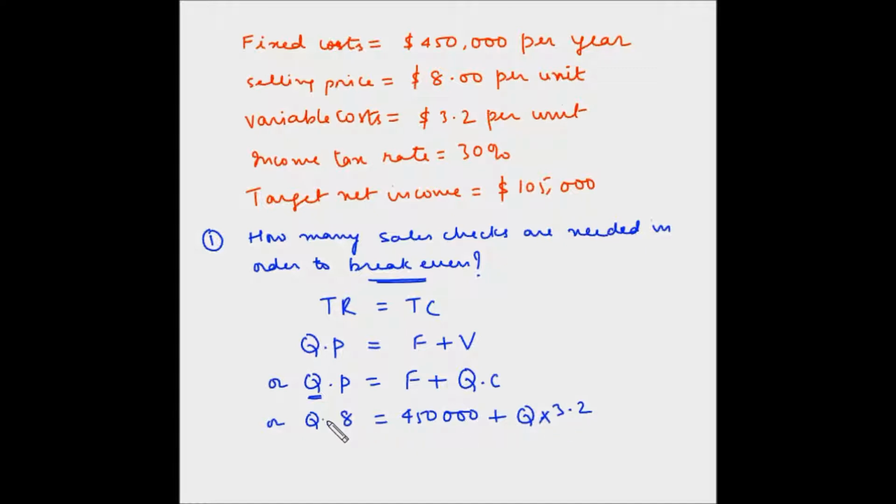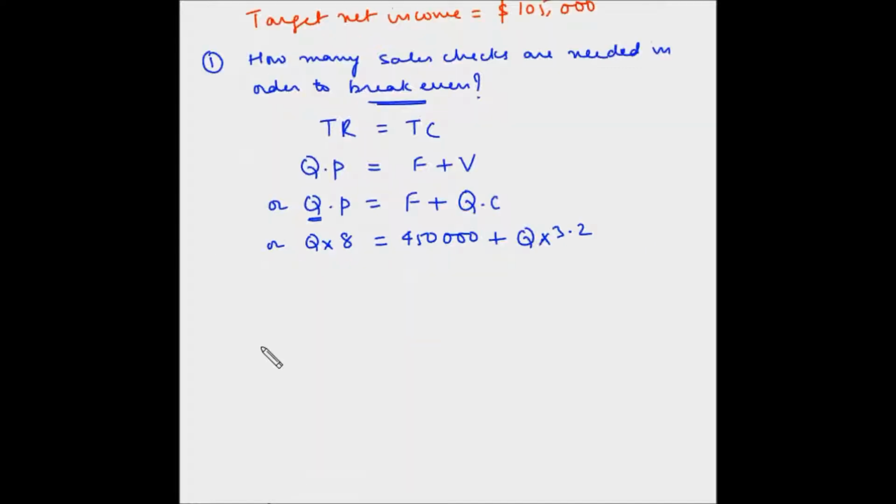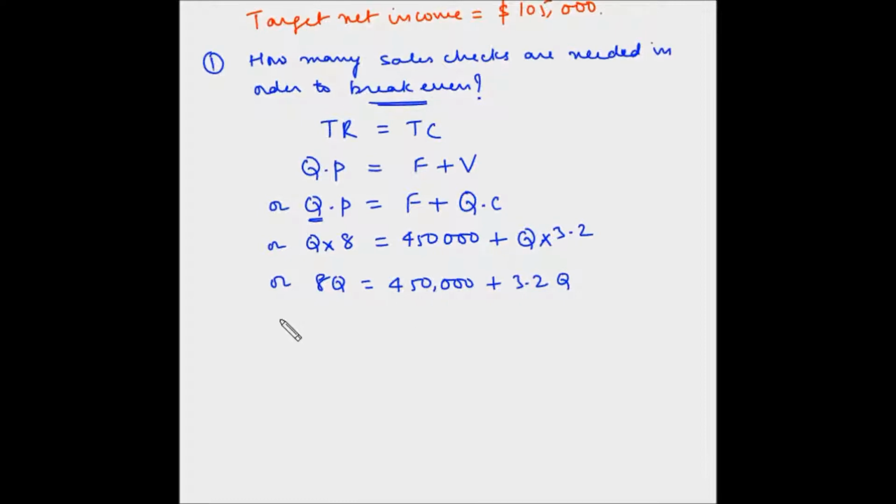This is multiplication. So 8Q is equal to 450,000 plus 3.2Q. Let's now bring the terms with the variable, that is Q, on one side of the equation.